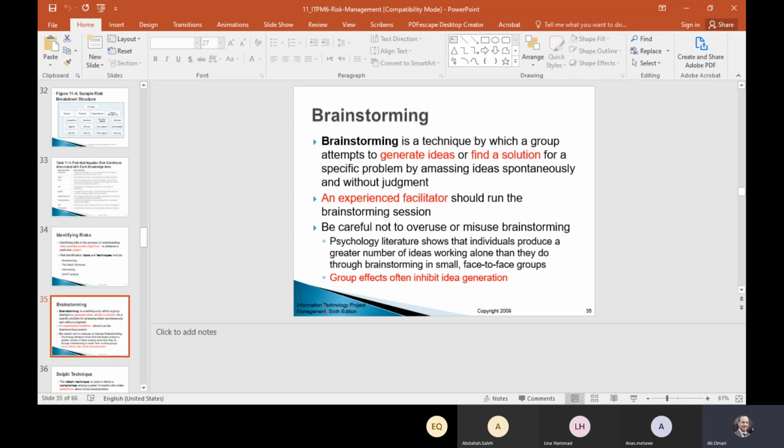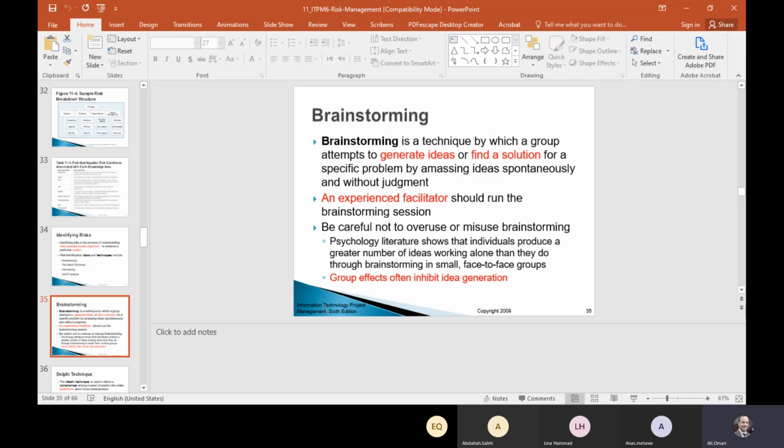Brainstorming, probably most of you have heard this term, is a technique by which a group attempts to generate ideas to find a solution for a certain situation. It usually happens in a smaller group, and the group has a facilitator who can lead and organize it.